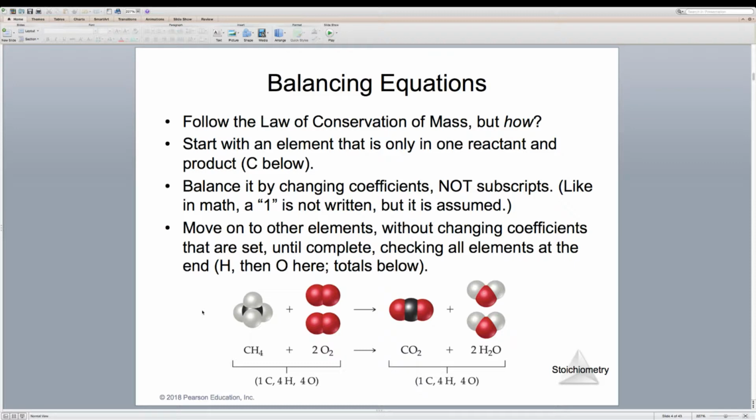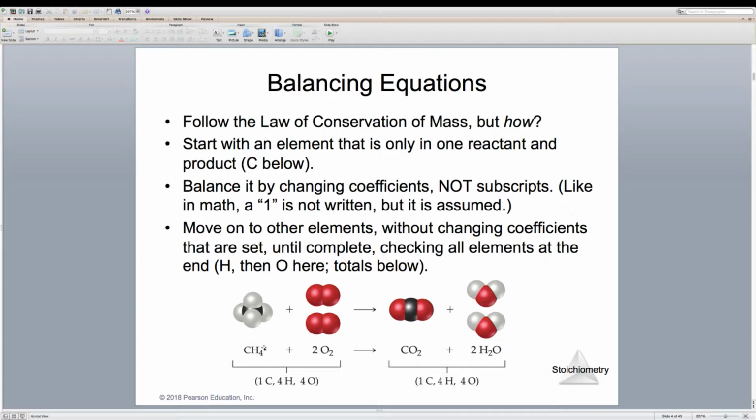But we do not balance using the subscripts. We use whole numbers that are to the left of the element or compound. Now, sometimes this is a check and try again method. Sometimes you have to experiment with different numbers. It's not going to always be straightforward in the balancing. Sometimes it's going to take multiple different attempts.